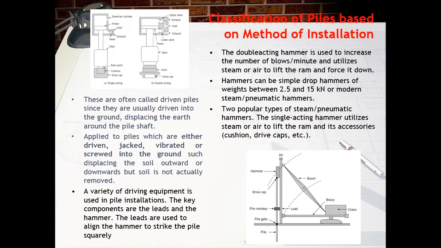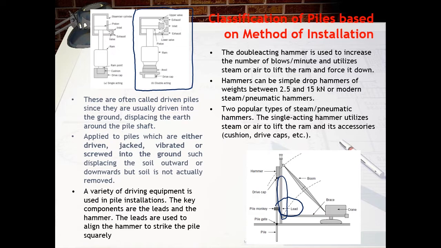There are a variety of driving equipment that can be used in this kind of pile installation. The key components are leads and the hammer. The leads are used to align the hammer to strike the pile squarely. If you look at the illustration here, there is a lead here, that is what we call the lead. The double acting hammer is used to increase the number of blows per minute and utilizes steam or air to lift the ram and force it down. So this is an example of a double acting hammer, the cross section.